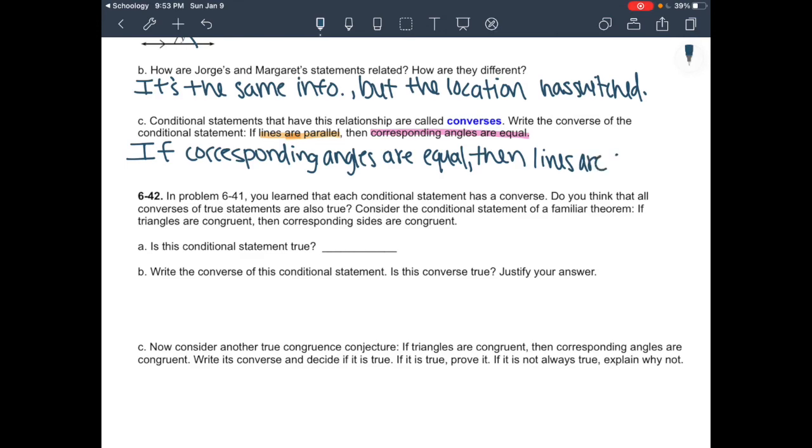So this is actually a pretty simple concept, and the idea is you're just switching pieces around. There is a little bit more to talking about it, but that's the gist of it. All you're doing is just switching the sentence.